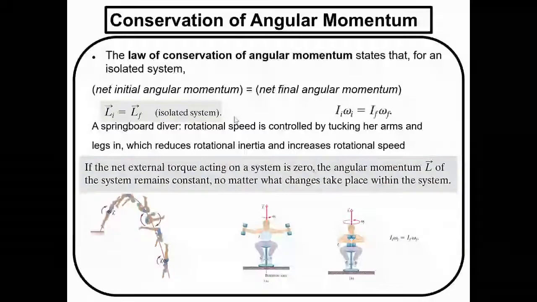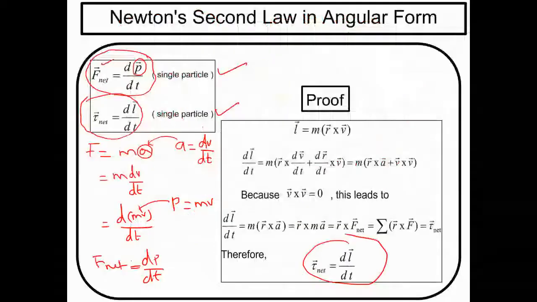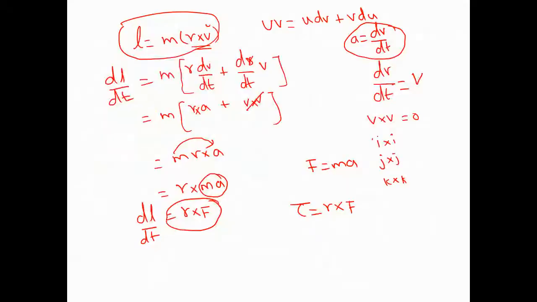So my initial angular momentum is equal to final angular momentum. We already know we have two formulas for angular momentum. One is for a small object, the second one for an extended, big object. When you have a big object, what is your momentum formula? L is equal to I omega. Just read the question. If the question is related to a bigger size object, you have to use this formula. Now you can come to the conservation.